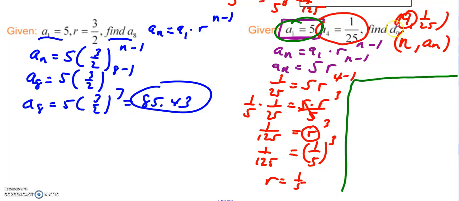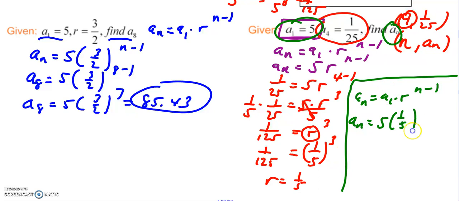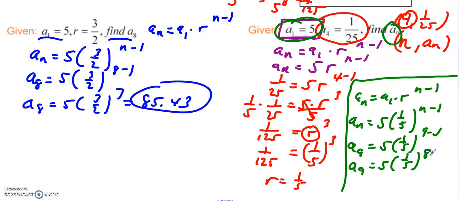Well, the goal of this problem is find a sub 9. So in order to do that, we need to find the general equation first. And we know that the first term is 5, and now we found that the common ratio is 1/5. So if I want to find the 9th term, all I have to do is plug in 9 minus 1. So a sub 9 would be 5 times 1/5 to the 8th. And in your calculator, if you do 1/5 to the 8th first times 5, your answer would be 0.0000128.